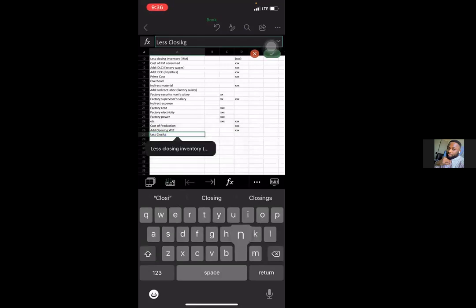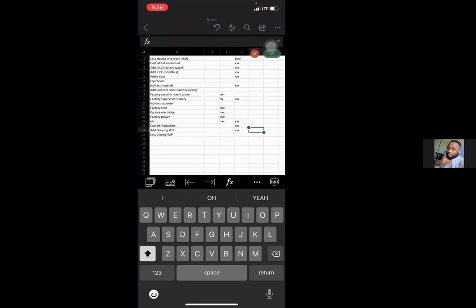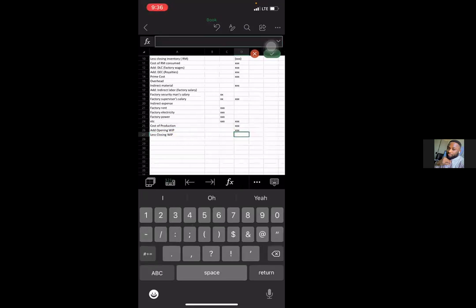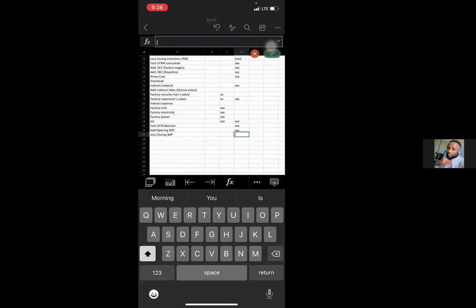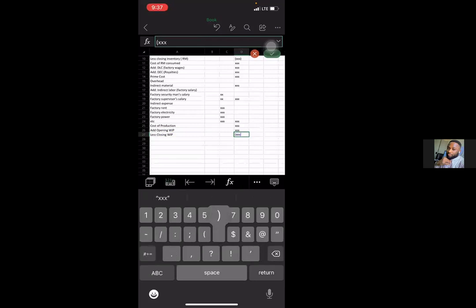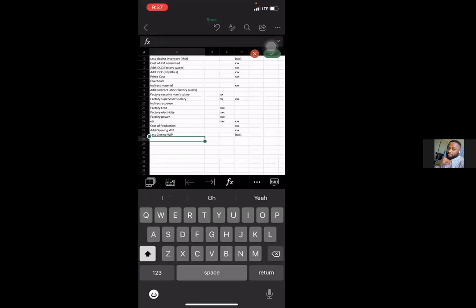And kindly note that closing work in progress will be treated as current liability, all right? Because it would generate benefits for the firm within 1 year. It will be treated as current liability. So we add opening work in progress and then less closing work in progress. And that will give us cost of complete production. All right, so we have our cost of complete production here.